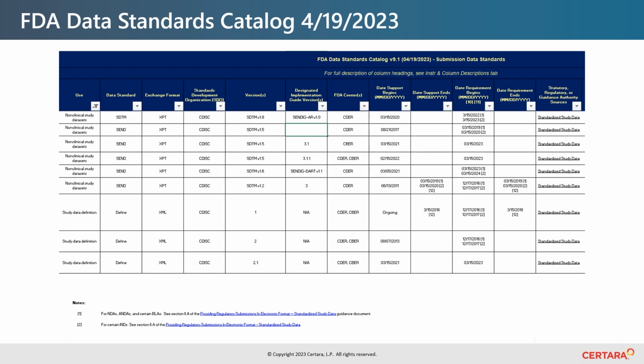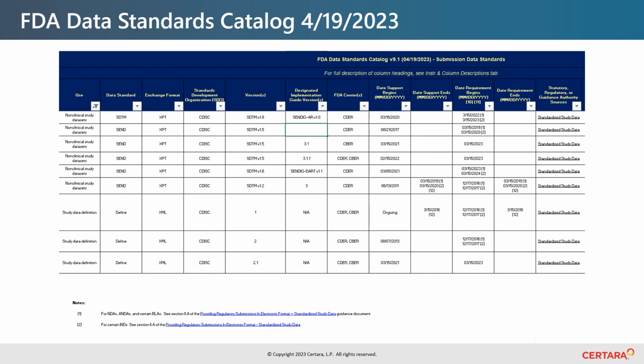FDA support for a standard means that if a sponsor includes data following this standard in a submission, FDA can use it, but doing so is not mandatory. FDA requirement for a standard means that use of the standard is mandatory for the conditions set forth in the catalog, and the link to the statutory, regulatory, or guidance authority sources associated with the requirement is included for reference.